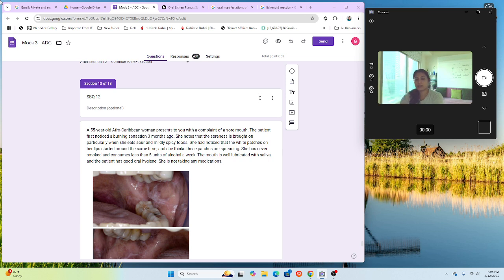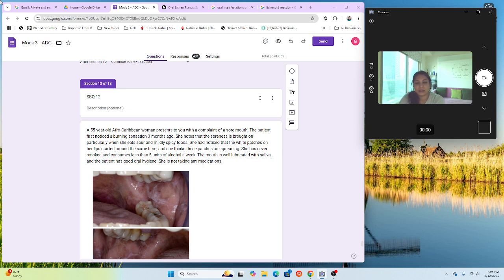So anyways, let's tackle one of the questions here. A 55-year-old Afro-Caribbean woman presents to you with a complaint of a sore mouth. The patient first noticed a burning sensation just 3 months ago. So she's 55 and she started noticing a burning sensation. That does not mean the lesion wasn't present before that. It can be present, but it started showing symptoms 3 months ago.